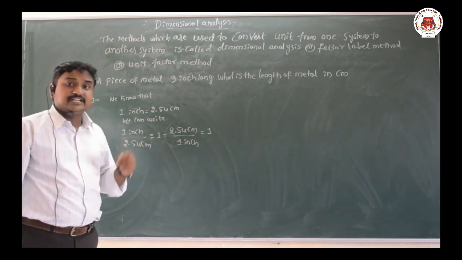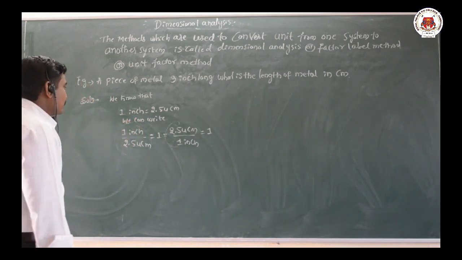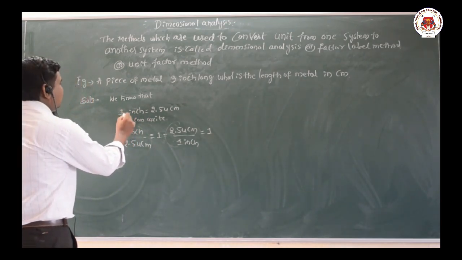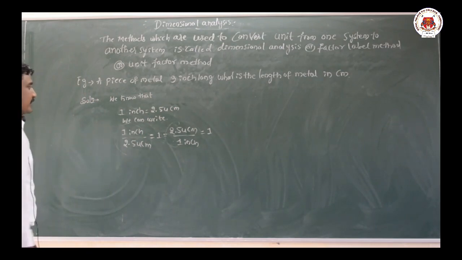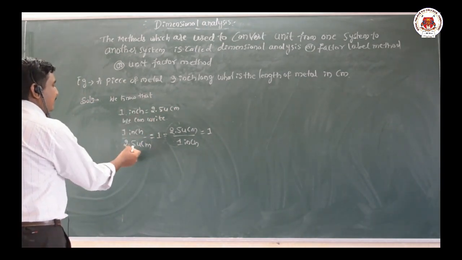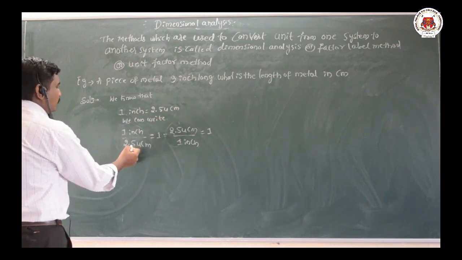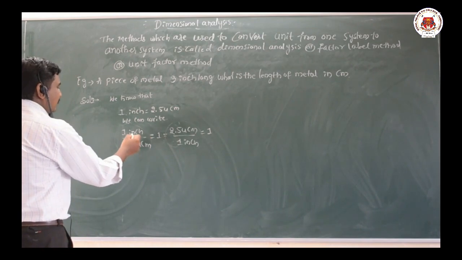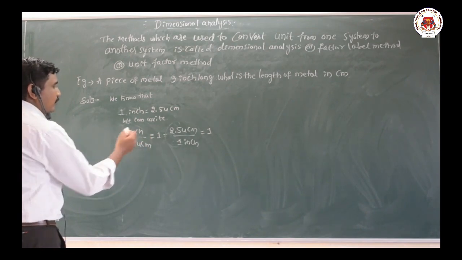These unit factors, that is 1. Okay, so now here we know that 1 inch equals 2.54 centimeter. So from this we can write 1 inch divided by 2.54 centimeter. This equals this, that 1 inch equals 2.54 centimeter. Hence 1 inch divided by 2.54 centimeter equals 1.